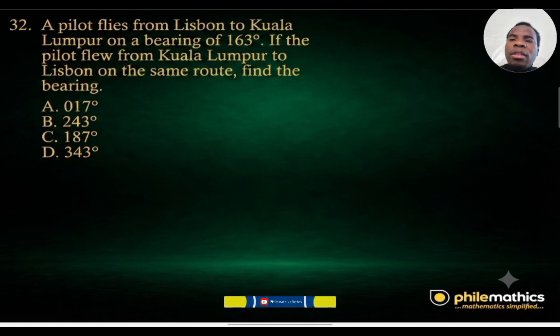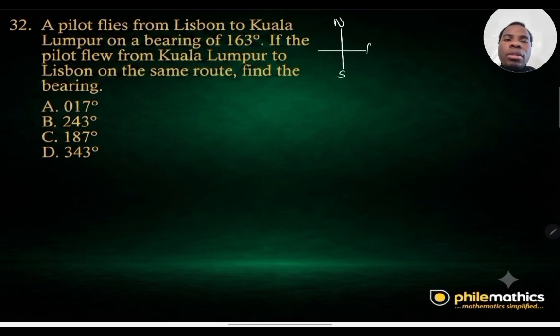It says a pilot flies from Lisbon to Kuala Lumpur on a bearing of 163 degrees. If the pilot flew from Kuala Lumpur to Lisbon on the same route, find the bearing. Let's sketch this so we have an idea of what we are trying to solve. So if this is Lisbon, this is the north, south, east, west. From Lisbon to Kuala Lumpur on a bearing of 163. If this is 90, then 163 will lie here.